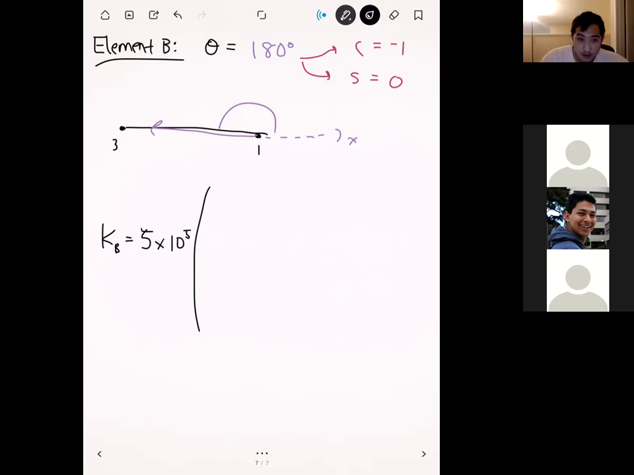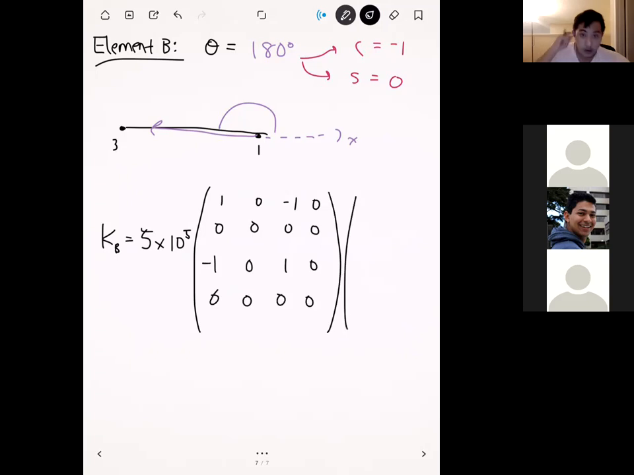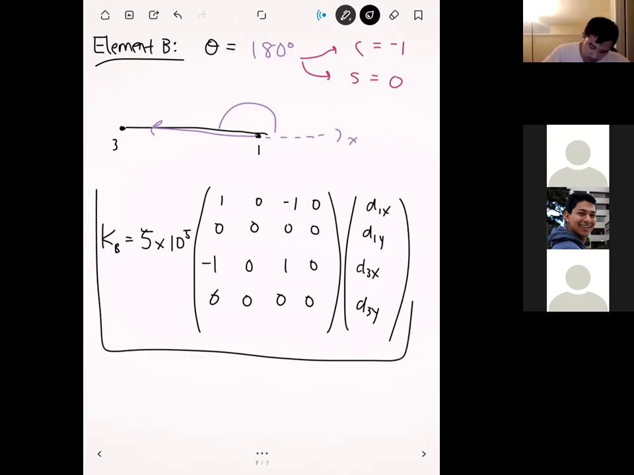And then inside the matrix we have the following. We have 1, 0, -1, 0; 0, 0, 0, 0; -1, 0, 1, 0; and then 0, 0, 0, 0. Then just like before, we're going to write out the nodes that this acts on. This element acts on nodes 1 and 3, and so we're going to have d1x, d1y, d3x, d3y. And so here's our element stiffness matrix for element B.